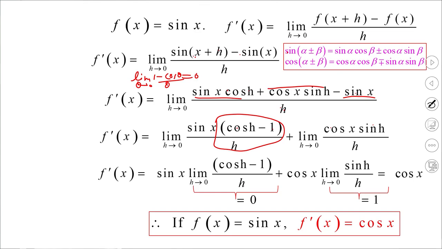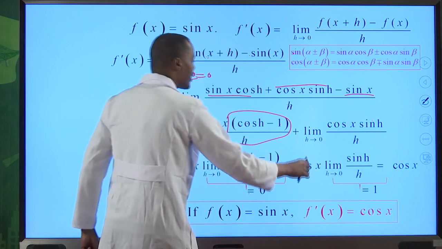So the limit of (cos h minus 1) over h as h approaches 0 is what? 0. So this term would be 0 and it will be eliminated. So I'm left with only this term.